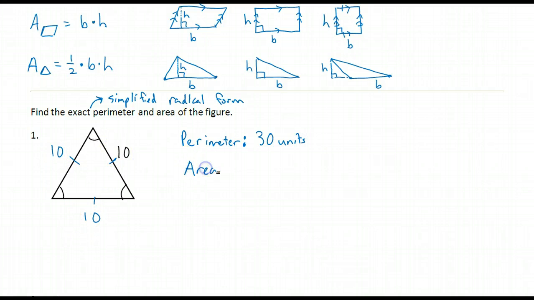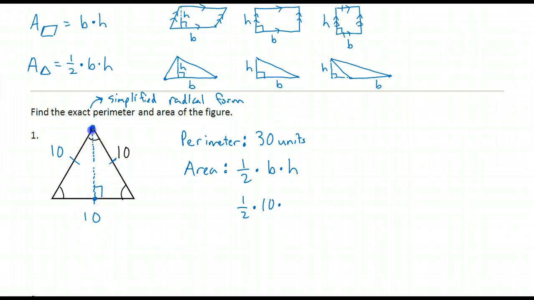The area will be a little bit trickier to find. It's going to be 1/2 times the base times the height. Well, I know my base is 10. So it's going to be 1/2 times 10 times the height. The problem is the height of this triangle is not 10. This length is 10, and this length is 10, and this length is 10, but this altitude, this height, is not 10. So we have to figure out this altitude another way.